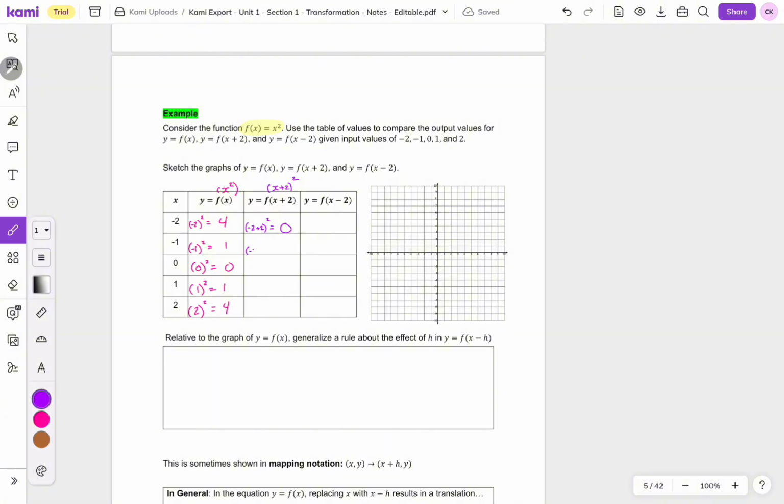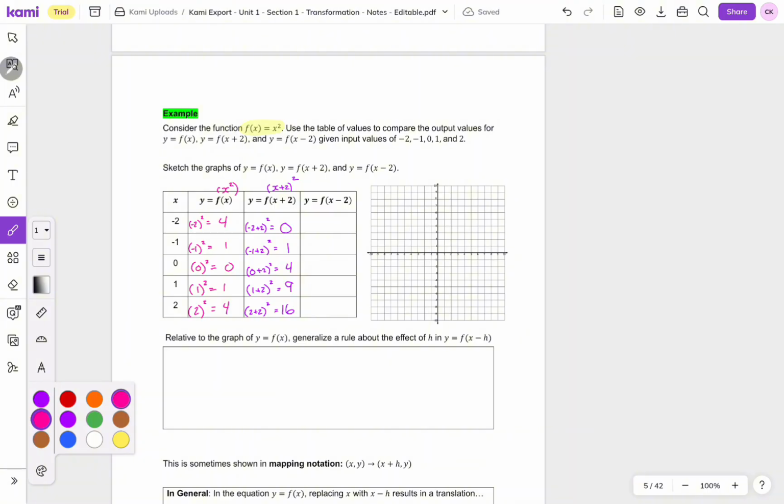If I go -1 plus 2, well, that's going to give me 1. And you can see that used to happen when I had a positive 1. Also a -1, but 0 plus 2 squared, that's going to give me 4. 1 plus 2 squared, well, that's 3 squared is going to give me 9. And 2 plus 2 squared is going to give me 16.